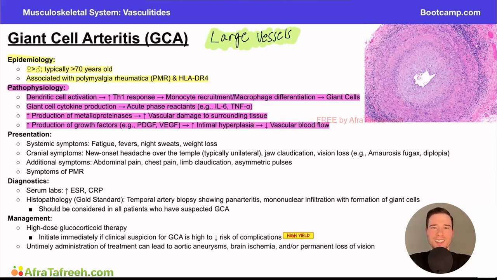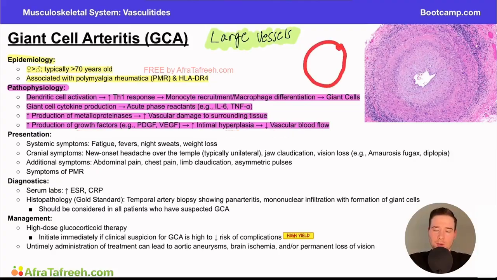So just a quick review here, as this is a lot to remember. But the idea is that we have an increased cellular immunity reaction in the body, right? This leads to giant cell formation. Giant cells then create a variety of different substances that can actually lead to tissue damage. And the body reacts by releasing growth factors that can increase the hyperplasia and vascular blood flow.